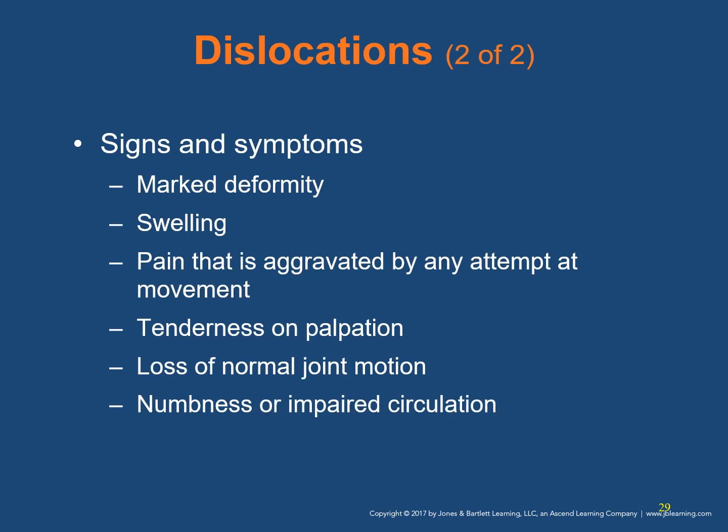The signs and symptoms of a dislocated joint are similar to those of a fracture. Marked deformity, swelling, pain that is aggravated by any attempt at movement, tenderness upon palpation, virtually complete loss of normal joint motion, locked joint, numbness or impaired circulation to the limb or digit.